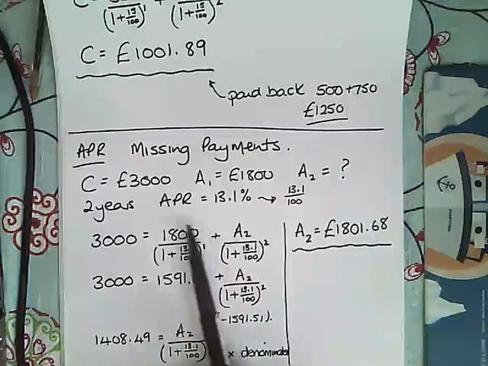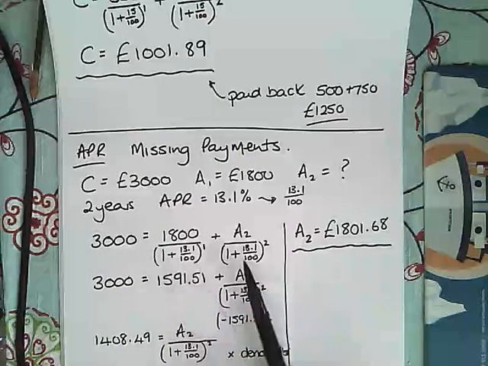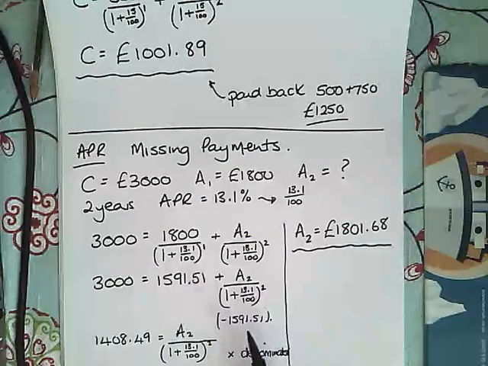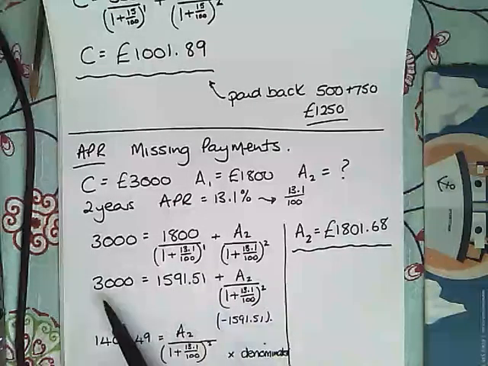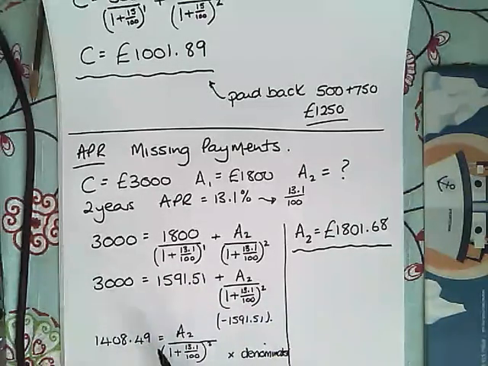So this bit gets worked out first and written down, and we leave this bit alone, and then you take the part you've worked out away from the amount of the loan, and then finally you times what's left by the denominator, and that will give you the value of the missing payment.